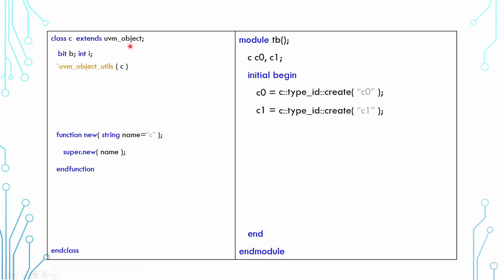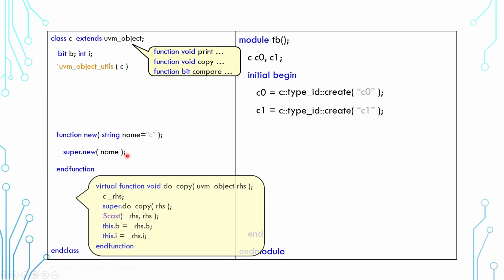As a uvm_object extension, it has all the print, copy, and compare functions, so we don't need to redefine them. However, these functions are unaware of these new member variables that we add into the class C. And therefore, generally speaking, we need to overload these functions to include the new member variables. And this is an example of overloading the doCopy function.